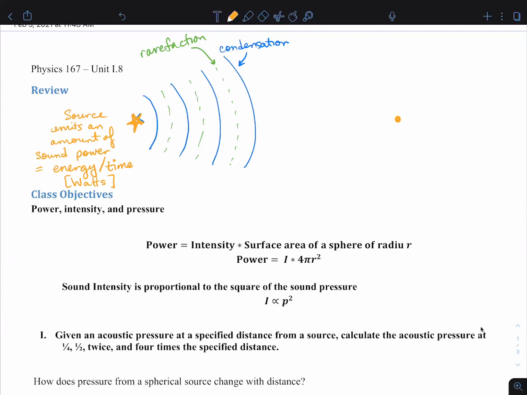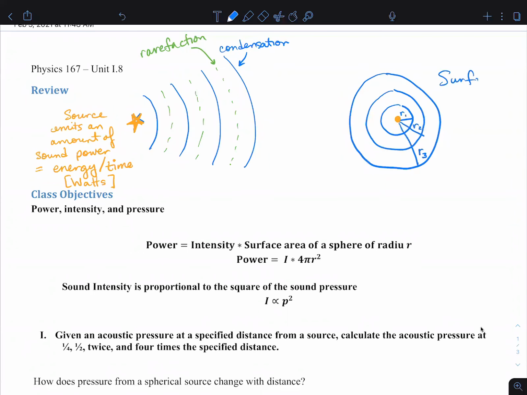If we consider our source a point source, then you would pretend it's a sphere and not just two-dimensional, and that same amount of sound would have to cover larger and larger spheres. Each of those spheres would have a different radius, say R1, R2, R3. The surface area of the spheres is 4 pi times the radius squared.